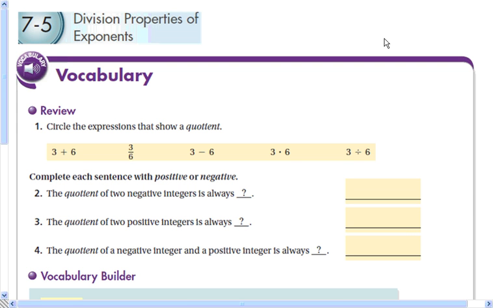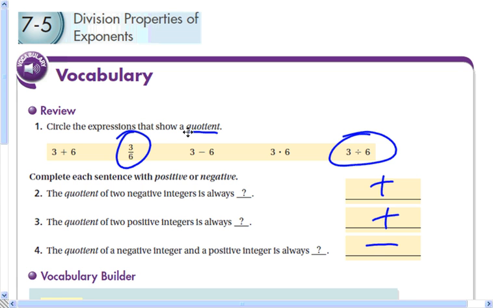Quick review here. The word quotient. Quotient means you're dividing two things. That will be shown there and there. The quotient of two negative integers is always positive. The quotient of two positive integers is always positive, and the quotient of a negative integer and a positive integer is always negative.